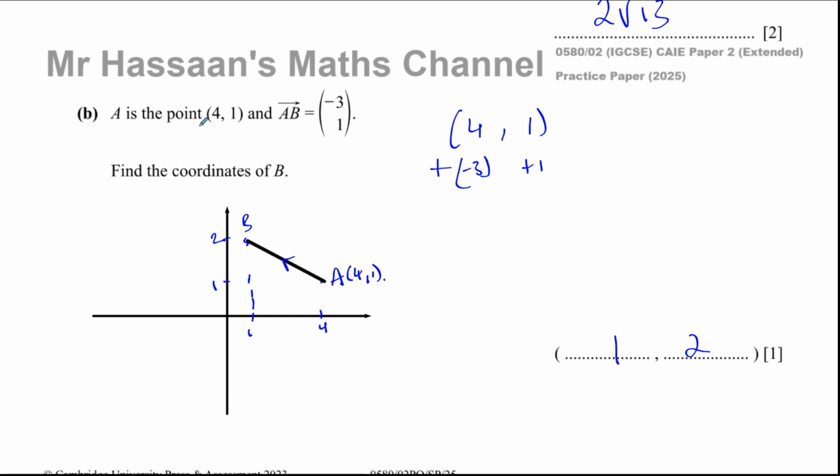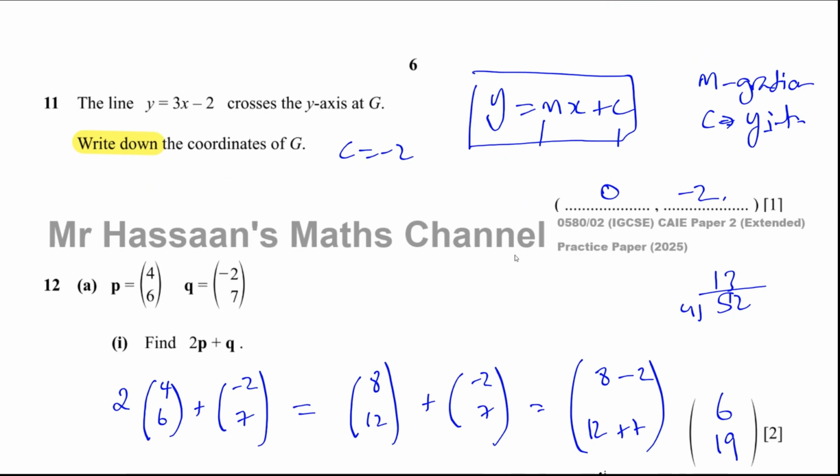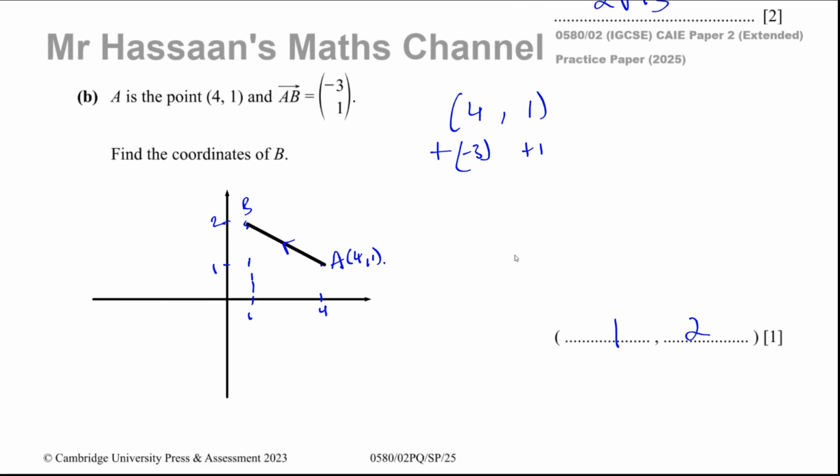But basically, you're going from A to B, so you have to add and take away. You've got to add minus 3 to 4 and add 1 to 1. If it said, for example, the vector B to A is (-3, 1), then you've got to go backwards. If it's from B to A, then you've got to switch the vector around so that it becomes A to B, and then you can deal with it. All right, so there's the answer to question number 12, part B, and that concludes this question.